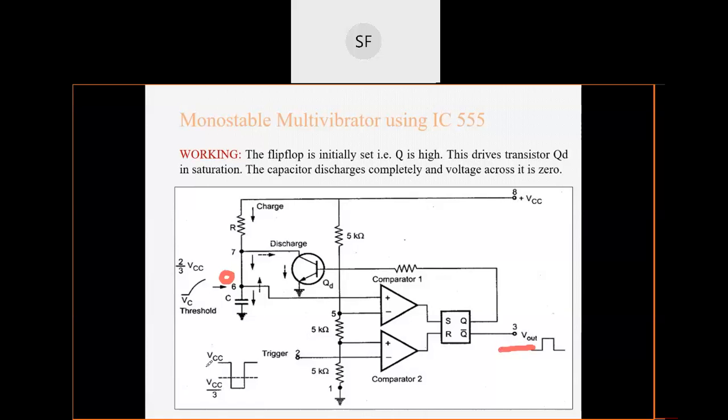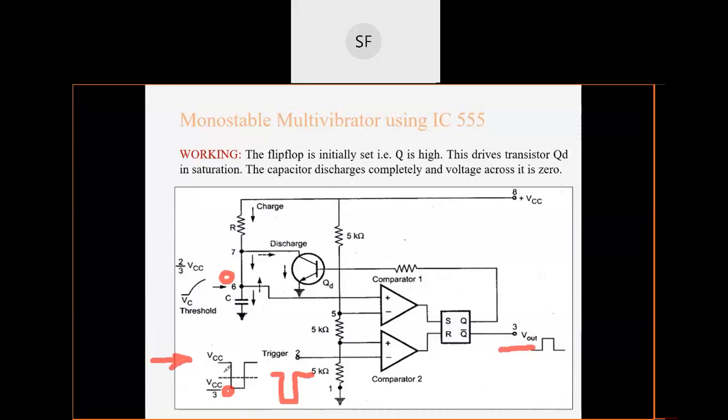Now what will happen, you have to apply the trigger input. So this is your trigger input. This trigger input is nothing but a negative pulse, a negative sharp very narrow pulse, its width is very small. The pulse goes from VCC to 0. So this level is 0. So it is also called a negative pulse. Okay, so always remember that the trigger should always be a negative pulse.